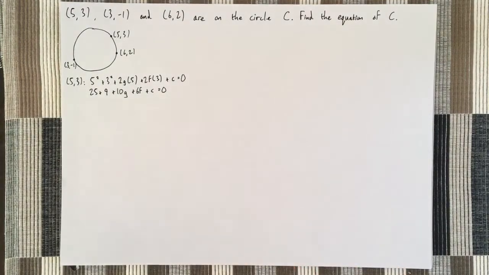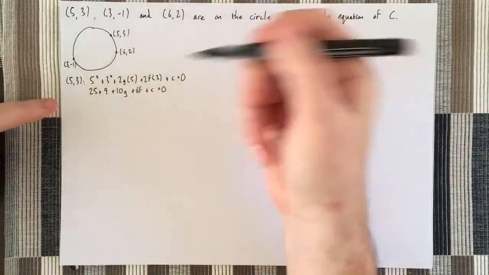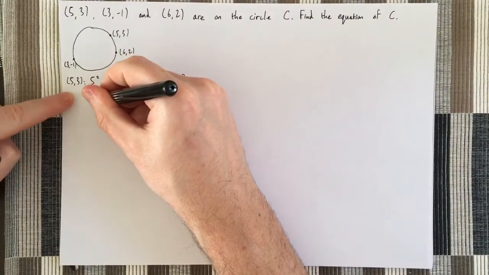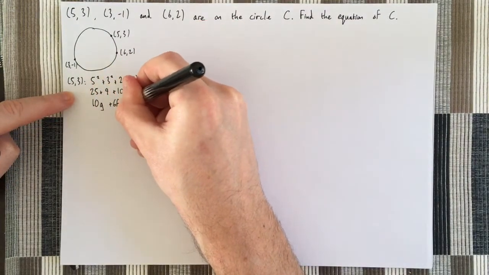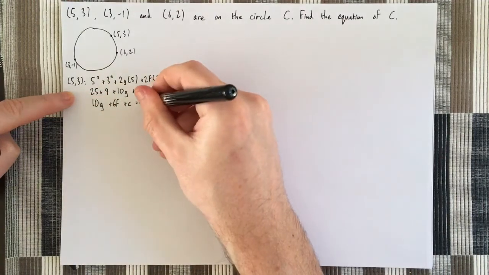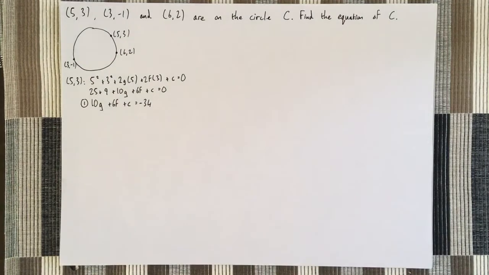So generally I will have the letters on the left-hand side and the numbers on the right. So I'm just going to move the 25 and the 9 over to the right-hand side. 25 and 9 is 34. If you move it over, it becomes minus 34. So 10g plus 6f plus c is equal to minus 34. And that's my first equation.